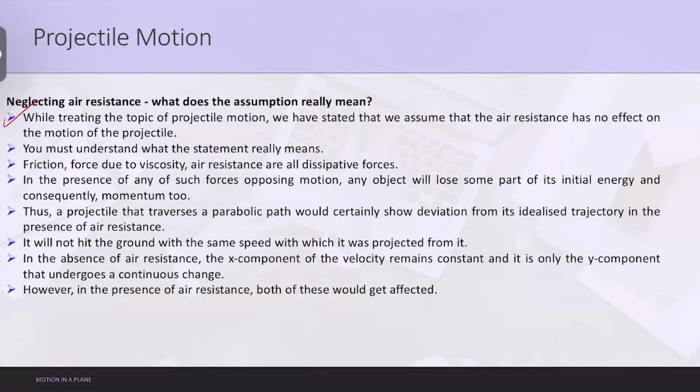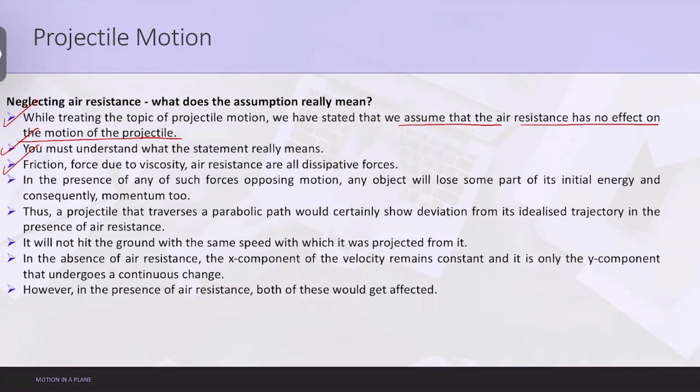While treating the topic of projectile motion, we have stated that we assume that the air resistance has no effect. So what is the assumption being made? We assume that the air resistance has no effect on the motion of the projectile. You must understand what the statement really means. So friction, that is friction. These are examples.